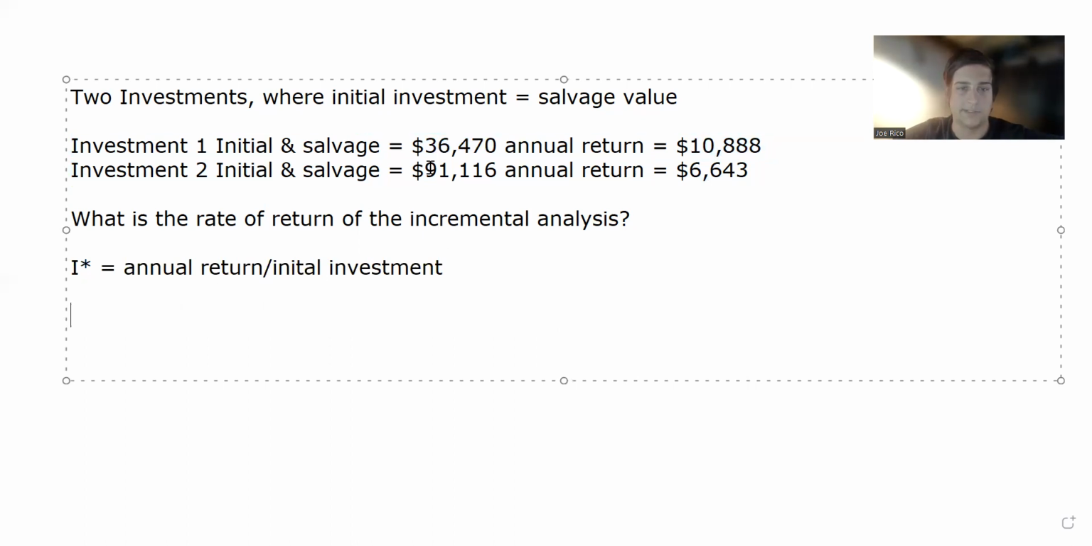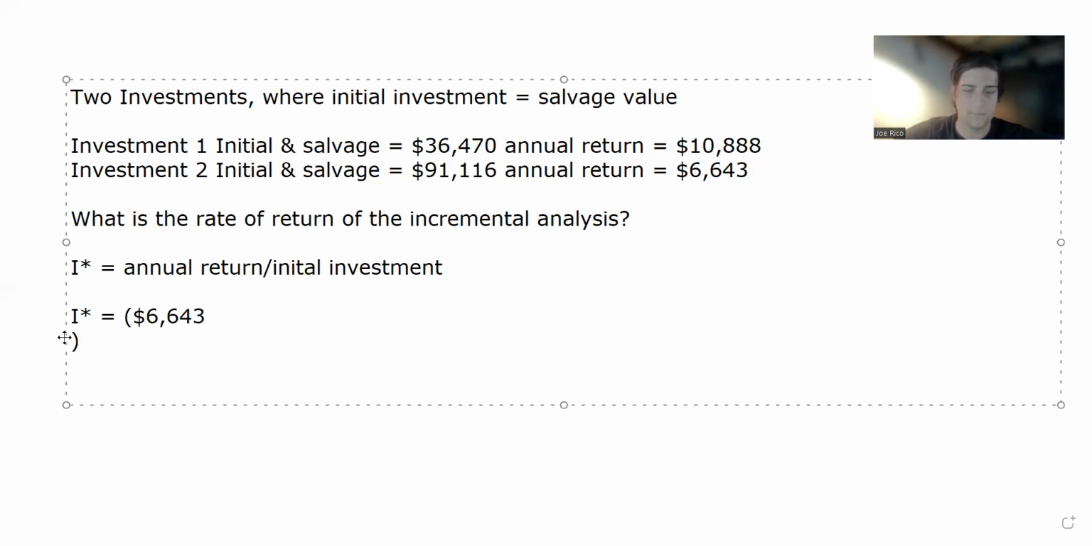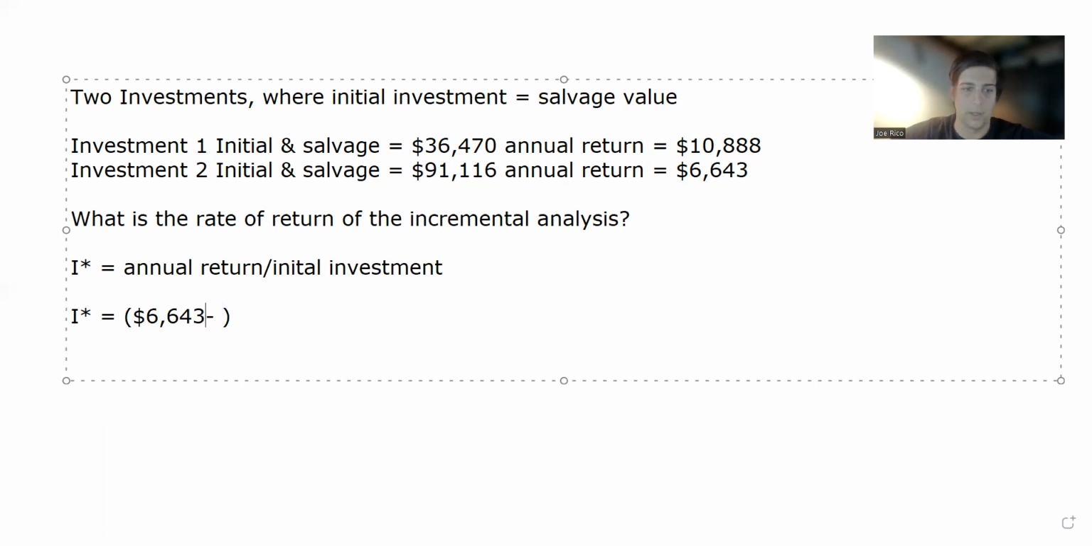So what we're going to do is take our more expensive choice, investment number 2's rate of return, which is $6,643, right? So we're going to go I star. It's going to equal that. And then from there, we are going to subtract option number 1, which is the cheaper option. Right? And now, because our I star is equal to our annual return over our initial investment, we need to divide this, our annual return, which we just did here, by our initial investment.